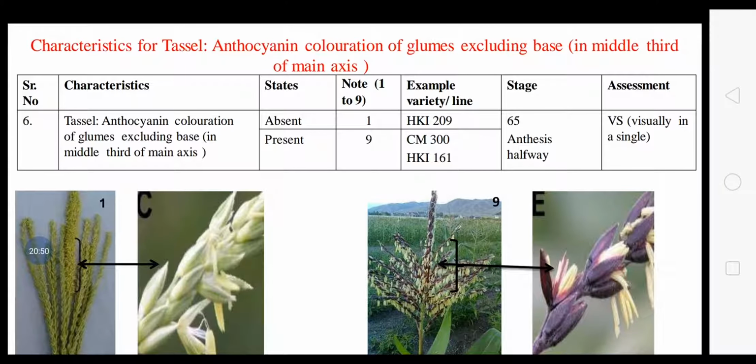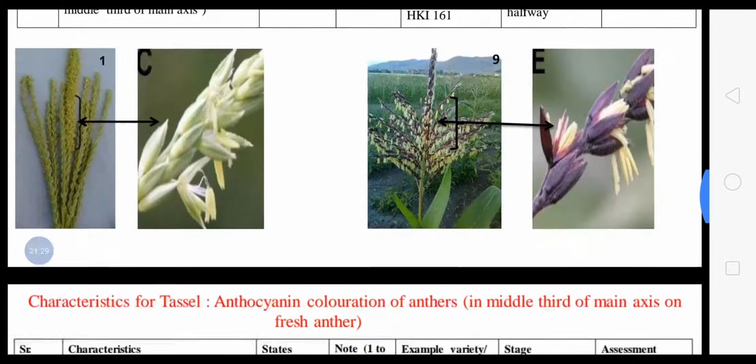The sixth characteristic feature is tassel anthocyanin coloration of glumes excluding base in middle third of the main axis. Excluding base means we have already taken this character. Anthocyanin coloration of glumes is again considered as absent and present. 1 is absent, and 9 is present. Example for absent, HKI 209, and present means CM 300 and HKI 161. Here also the stage is 65, that means anthesis halfway. VS is visually in a single plant.